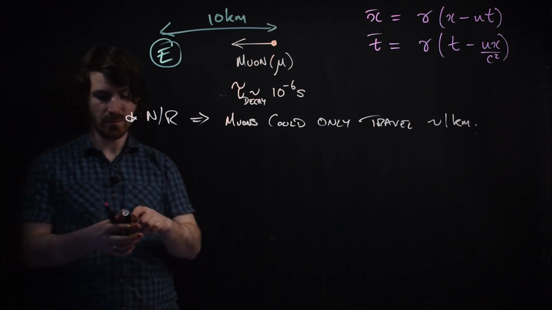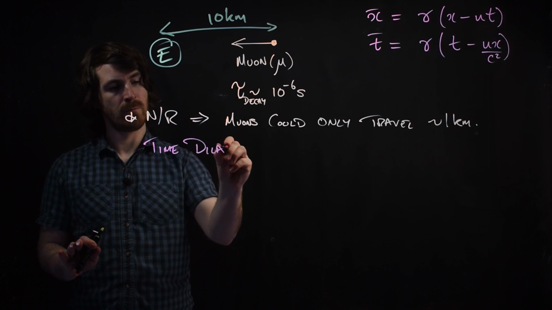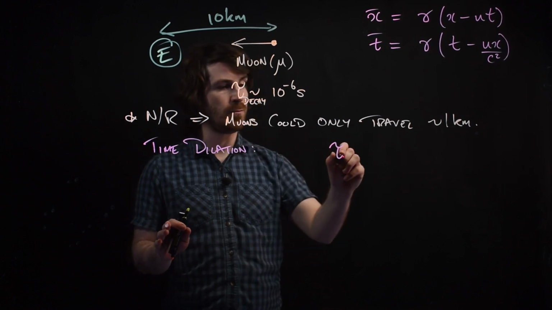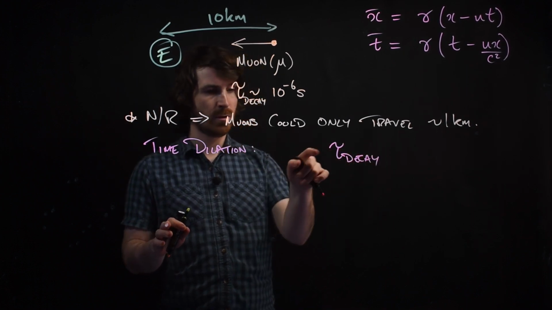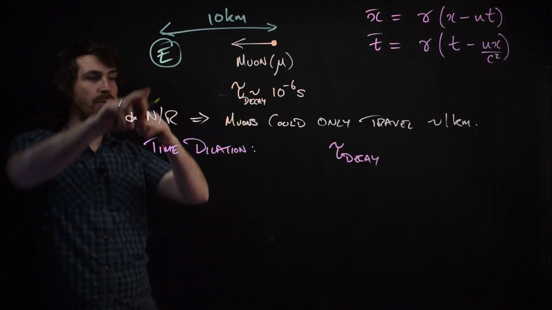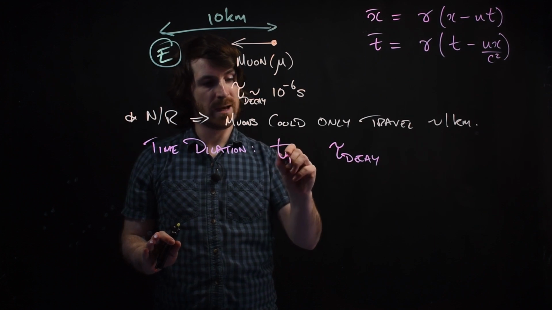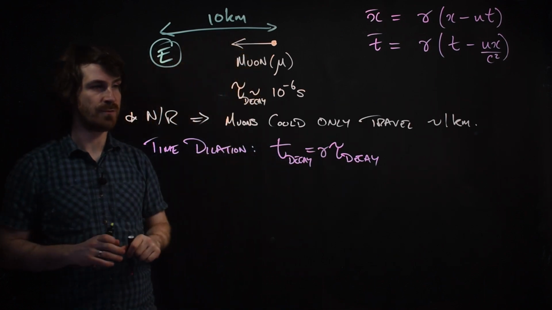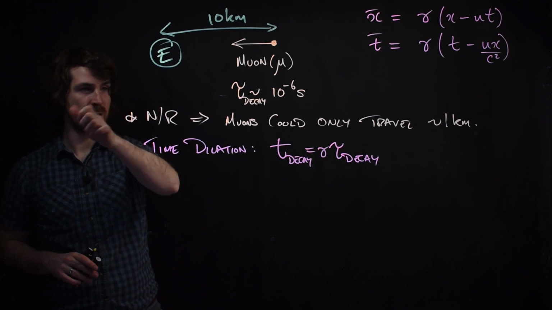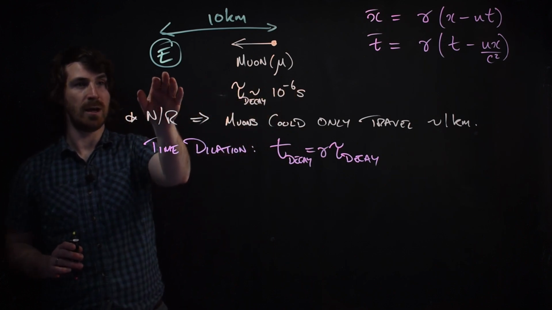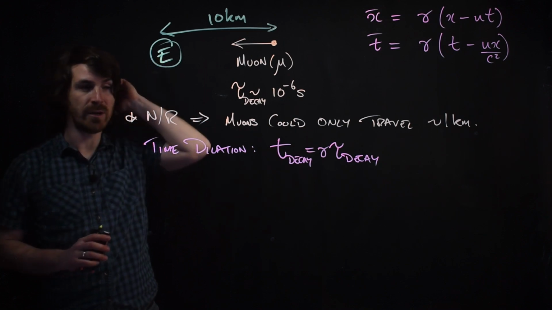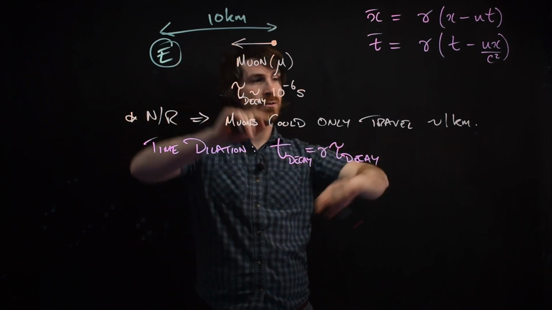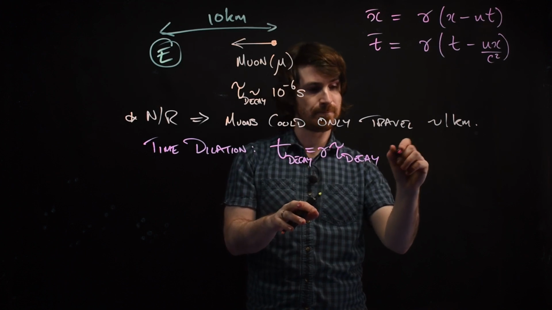They should only travel 1 kilometer, but we see them traveling 10 kilometers. So from the time dilation point of view, this is simple. We know from time dilation that the lifetime of the muon, according to someone on Earth that's seen the muon move, the decay time for someone on Earth is equal to gamma times the decay time from the muon's frame. Okay, so the muon here is our moving clock, and we know that moving clocks run slowly from the viewpoint of someone in the stationary frame, which is in this case Earth. Okay, so if it goes 10 kilometers and it should only go 1 kilometer, then this means the gamma is about 10.